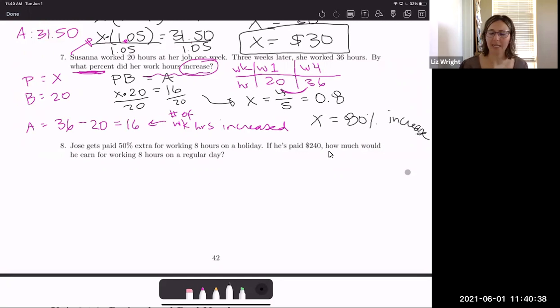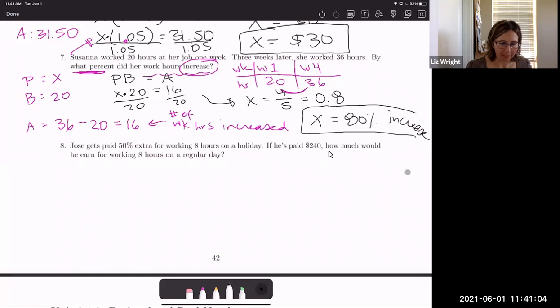Then look at that and say, does that seem to make sense? Does it make sense that the amount of hours she increased was an 80% increase? And that is true. 80% of that 20 is going to be 16, and so 16 is an 80% increase of the 20, which is what gets her up to 36.